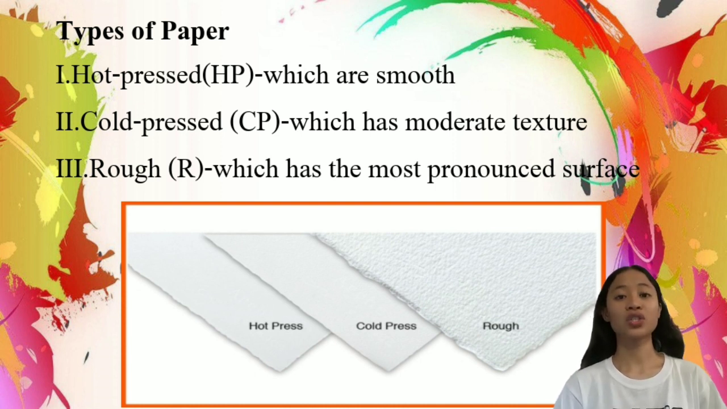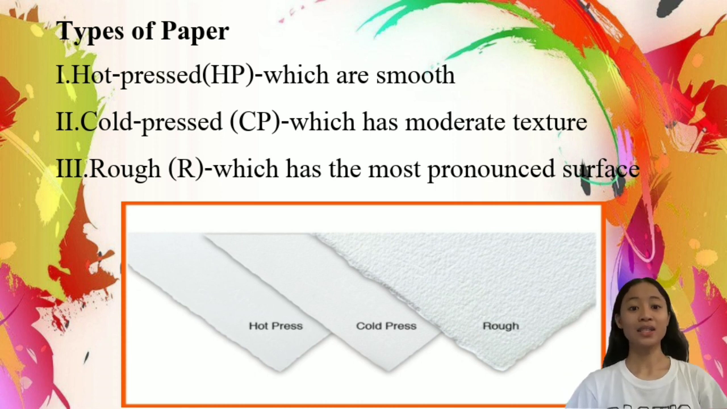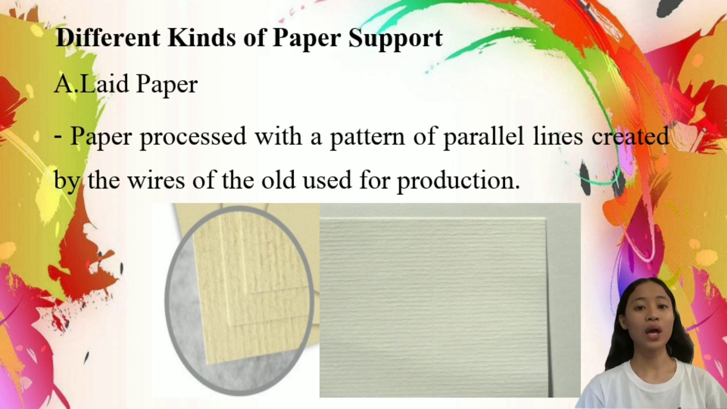So that is the three different types of paper. Number one is the cold press, second one is the hot press, and the third one is the rough paper. The right kind of paper can make a big difference to your work, so it is important that we should know the difference between them and their particular specialties. So now, let's proceed to the different kinds of paper naman. Kanina, types. Ngayon naman, kinds. And we have 6 different kinds of paper.